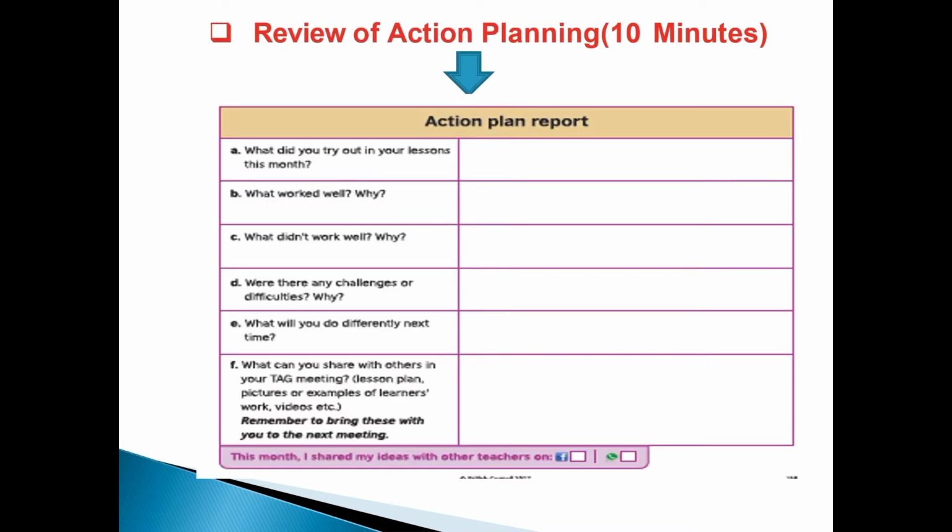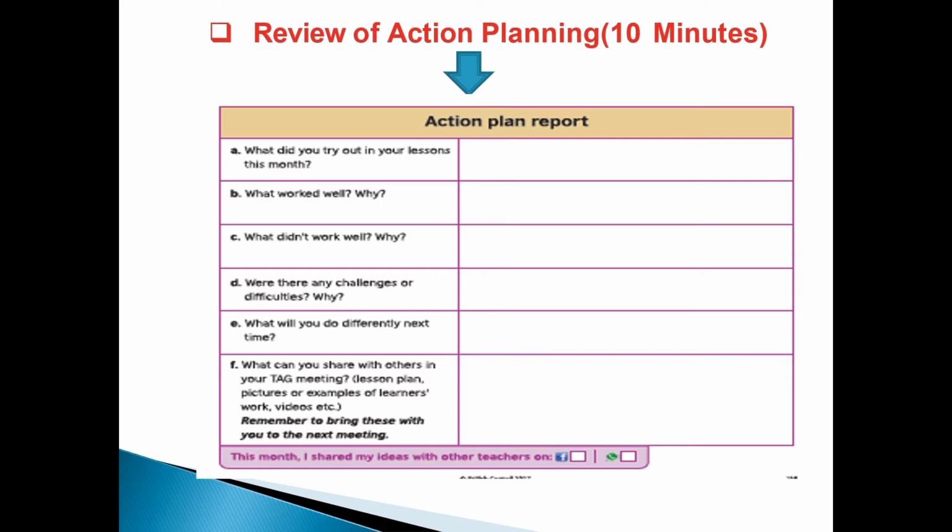Already I told you that this is the online and offline mode TAG meeting structure. So in review of action planning, you have to give 10 minutes for the action plan report. In that they have given some points. Every TAG teacher will write something related to each point. What did you try out in your lesson this month? It means whatever they learned in the previous TAG meeting, they will implement in their classroom, and they will write what they learned, what worked well, and why.